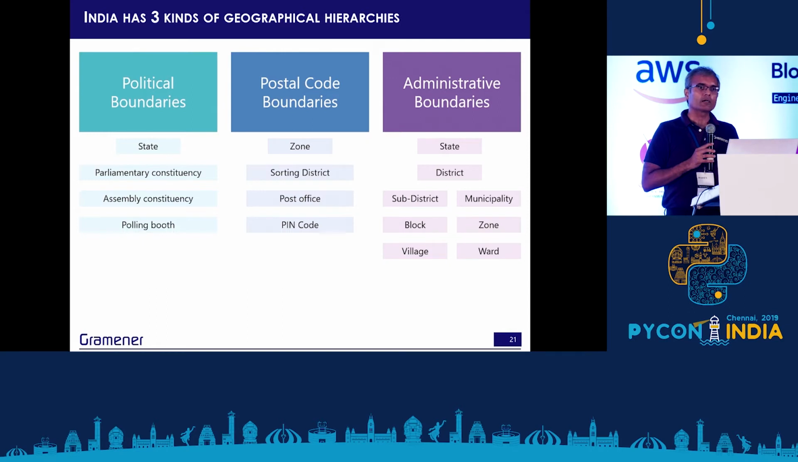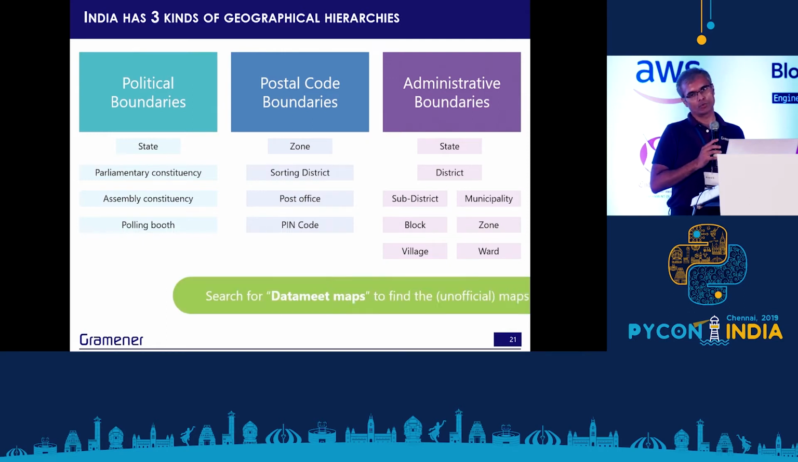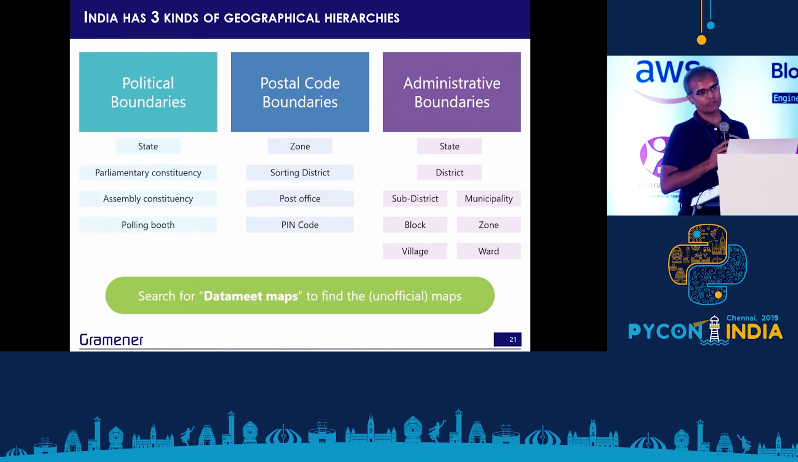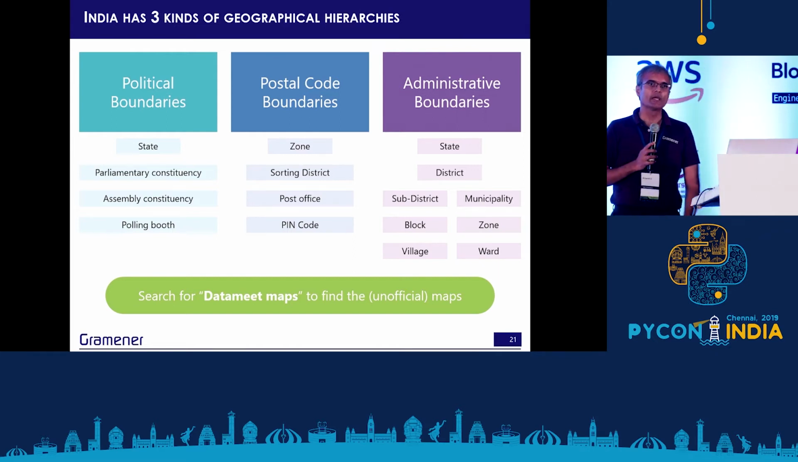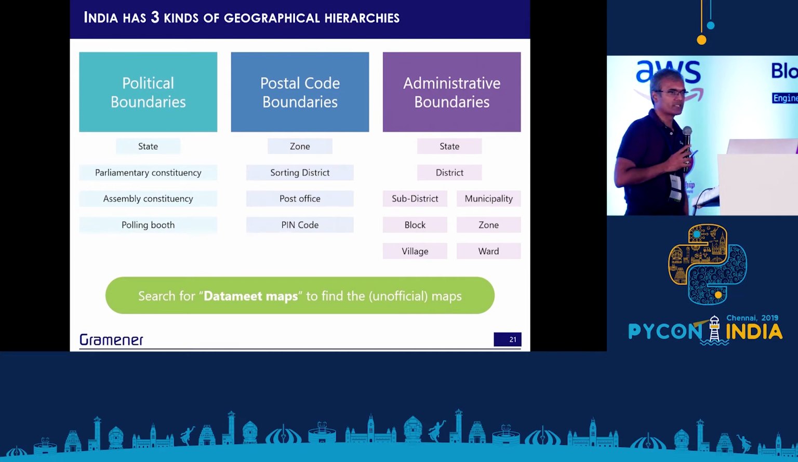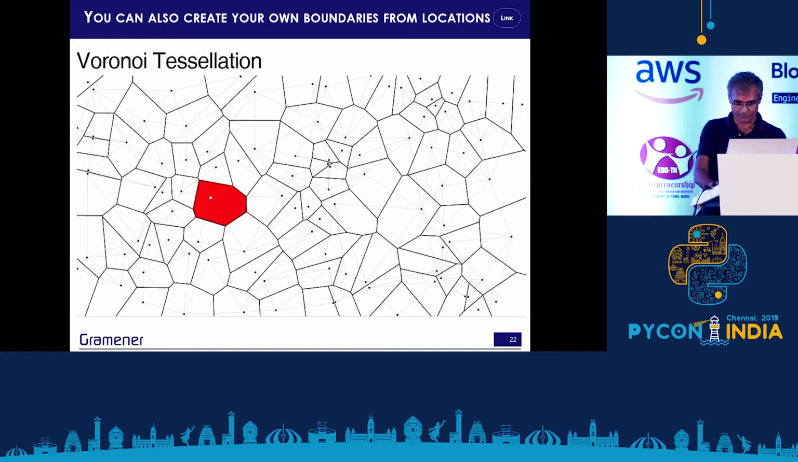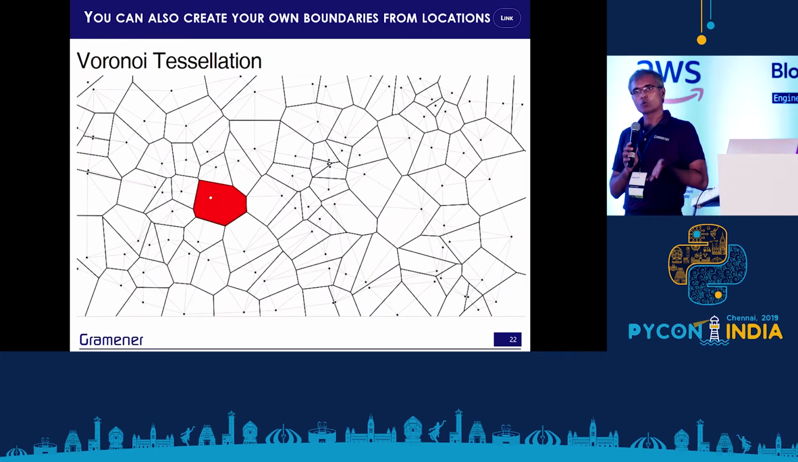Now, this apart, there is one other way we can create our own hierarchies. By the way, before that, in case you're looking for shapefiles for many of these, the easiest way to get the shapefiles for India is to search for DataMeet maps. DataMeet is a discussion forum, and there is a lot of active discussion on various kinds of maps. Pretty much any kind of map, there's a decent chance that you'll find it on DataMeet, and if it's not there on DataMeet, ask the people, they might be able to post something, and if not, it probably just doesn't exist. But you can also create your own boundaries.